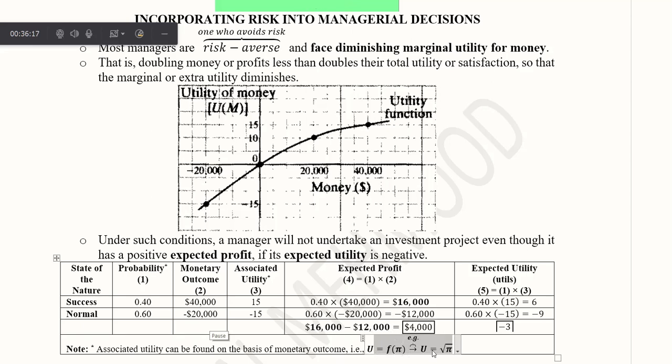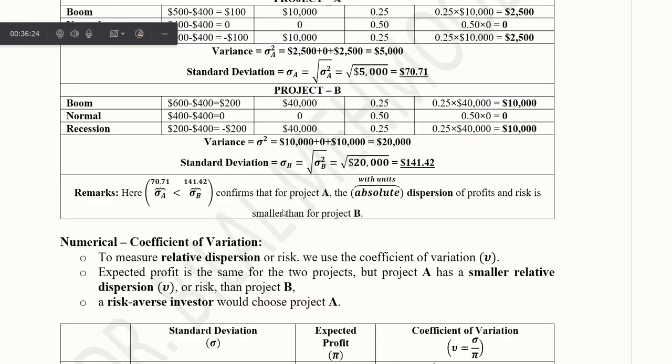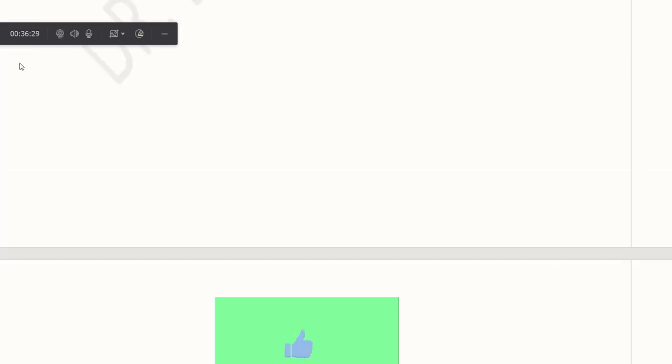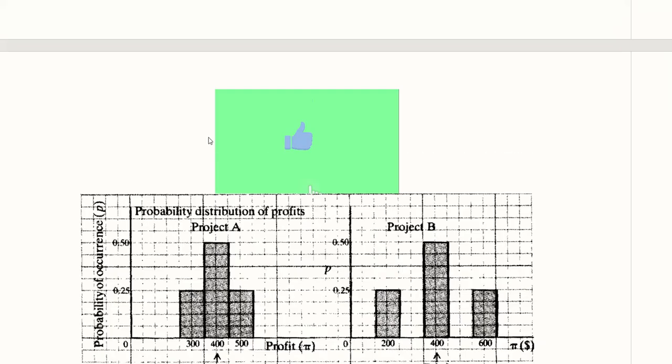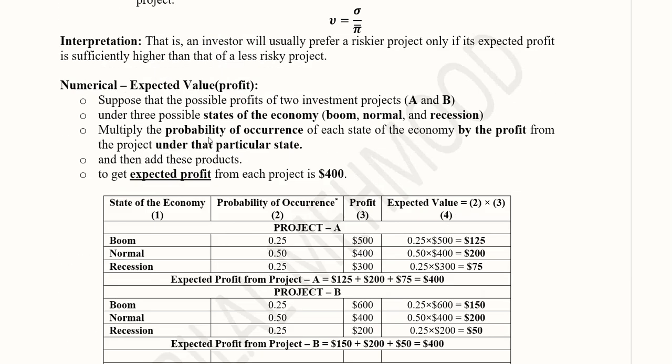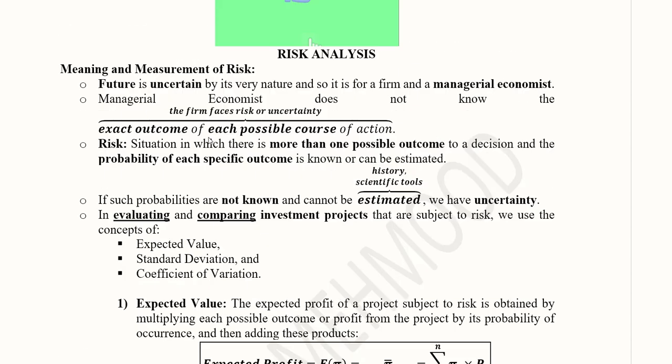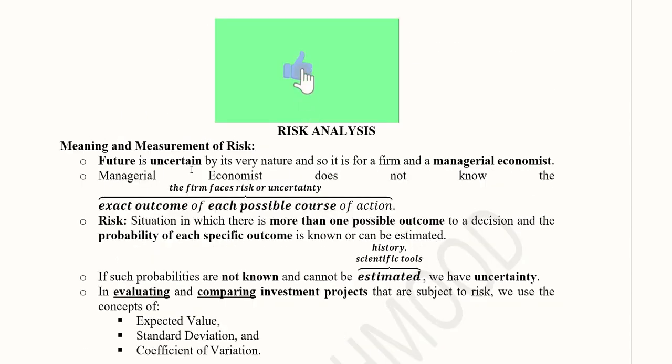So this is how we have understood the overall topic of risk analysis, and these are the steps that we did in expected profit, in standard deviation and coefficient of variation, and this is how we can conduct the risk analysis in the process of analysis by a managerial economist.